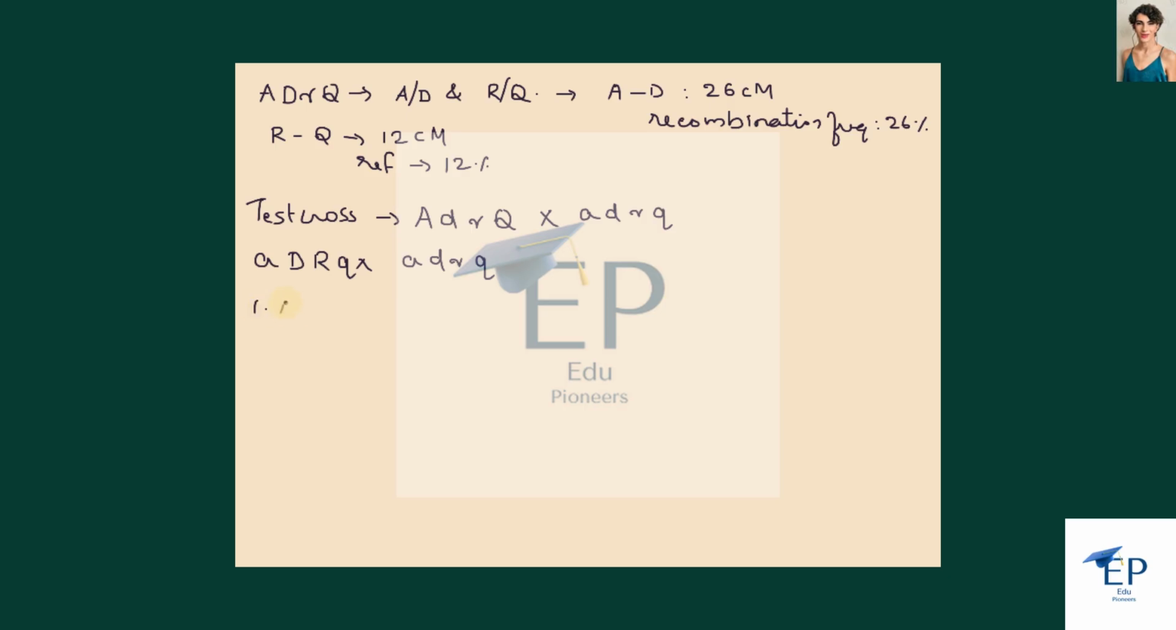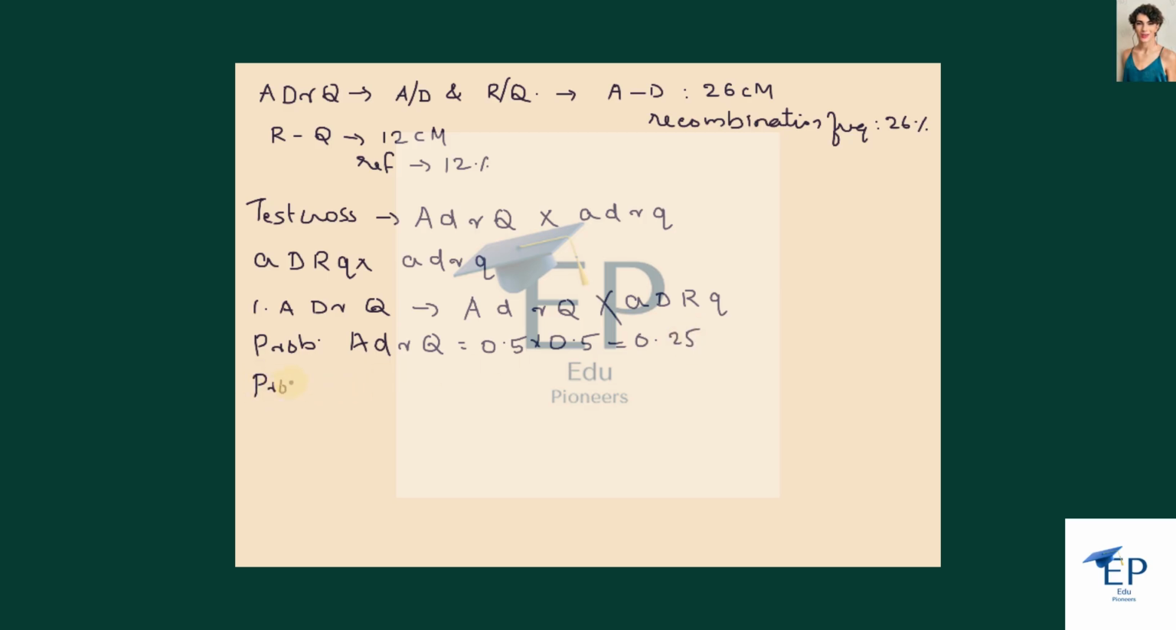First one, capital A, capital D, small r, capital Q. This genotype can be produced through two different combinations. One is capital A, small d, small r, capital Q from the first parent and small a, capital D, capital R, small q from the second parent. Since these are independent events, we multiply the probabilities. Probability of capital A, small d, small r, capital Q is probability of A into probability of DRQ. So that will be 0.5 into 0.5 equal to 0.25.